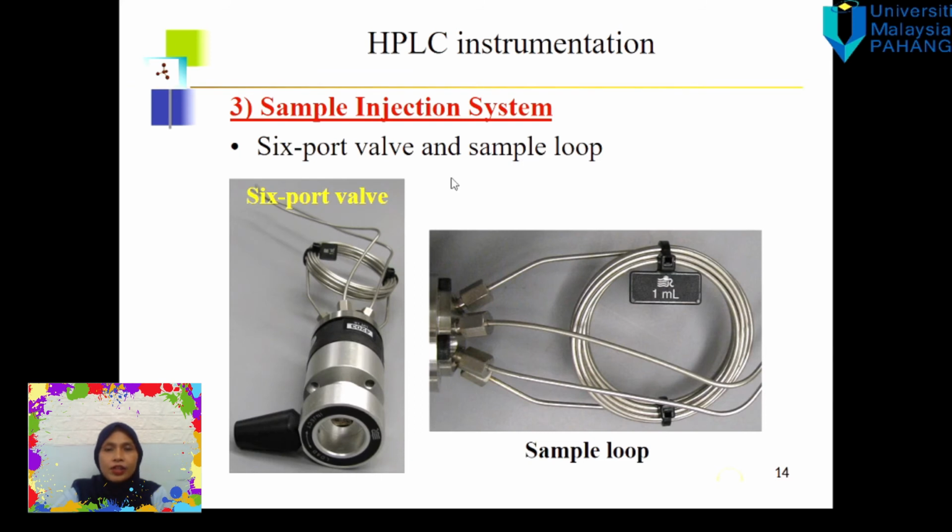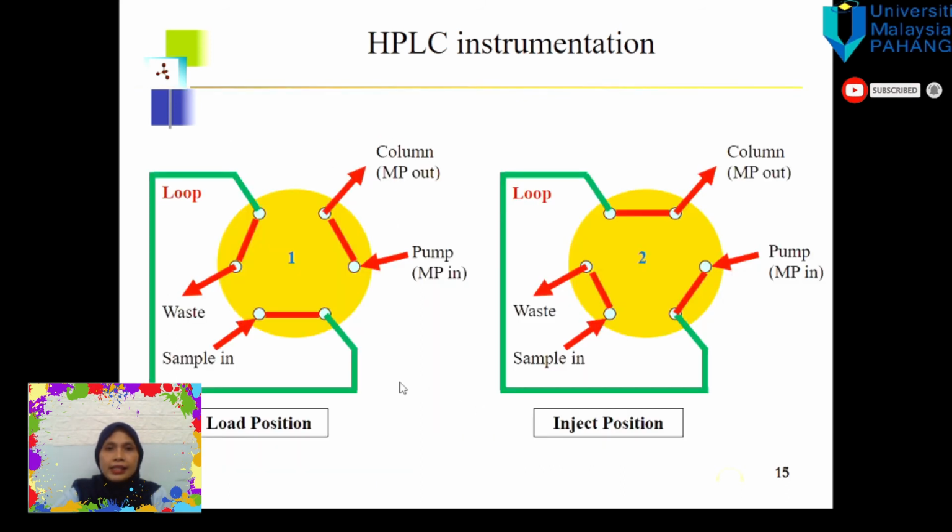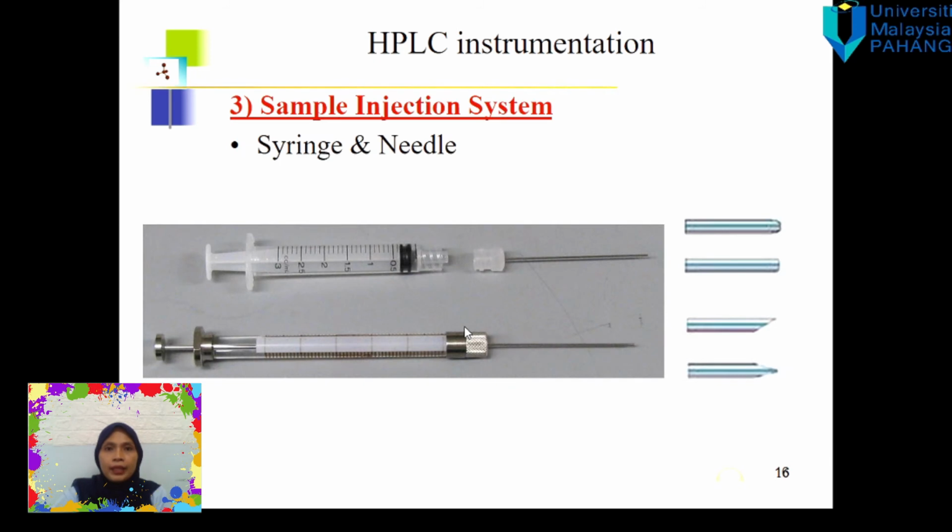Next, the important part is the sample injection system. The sample will be injected through this valve, and this is how the valve functions: in the load position, the sample is not injected, it only goes through to the waste. If we click inject in our HPLC system, the sample will pass through the column. This is how the needle looks like. It comes in different types.